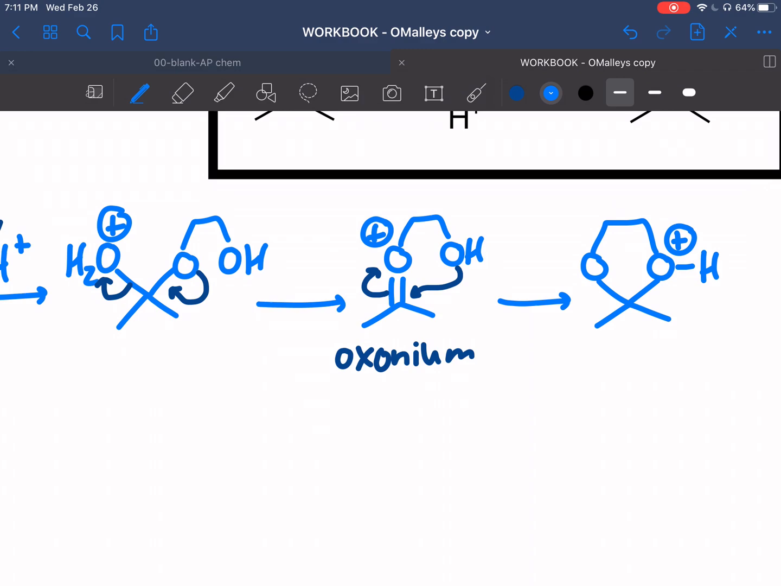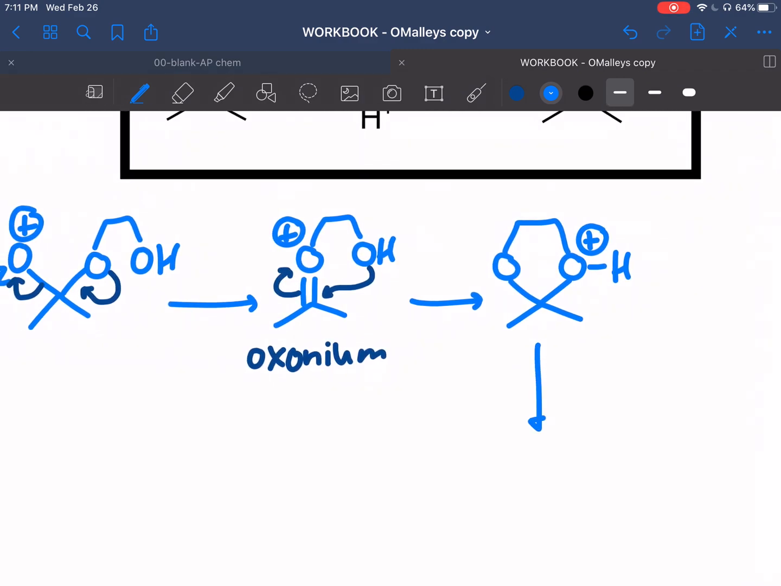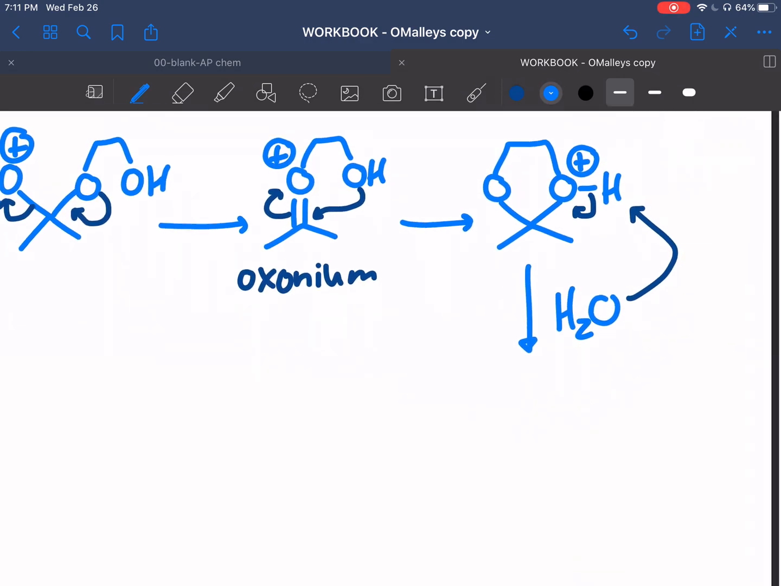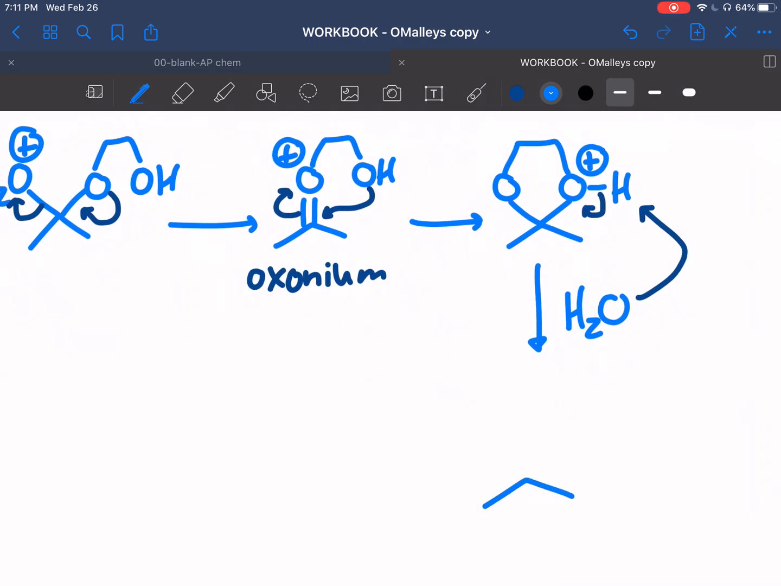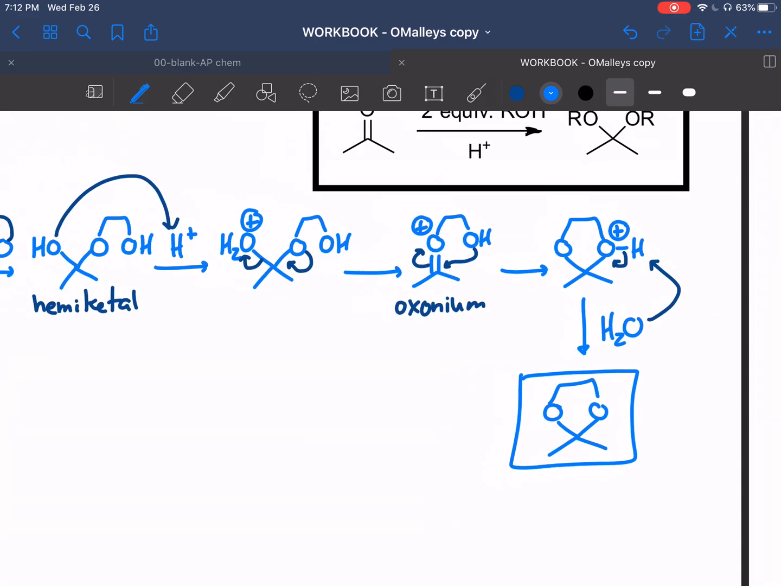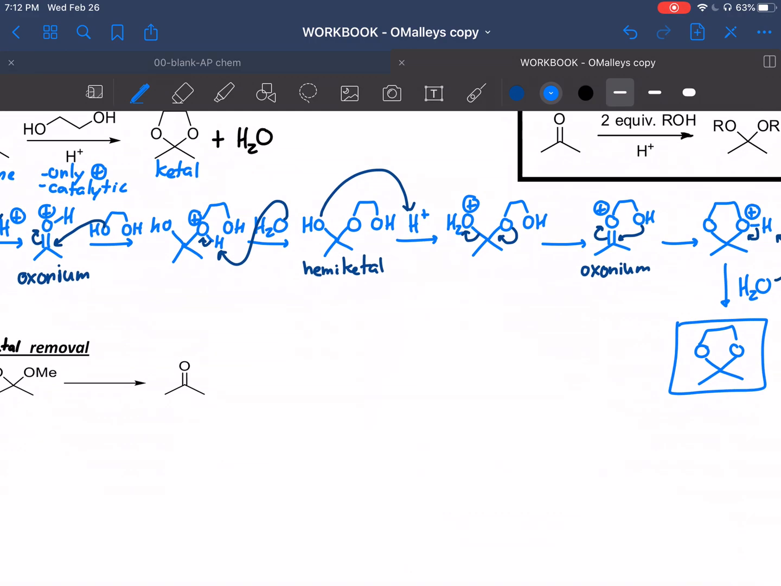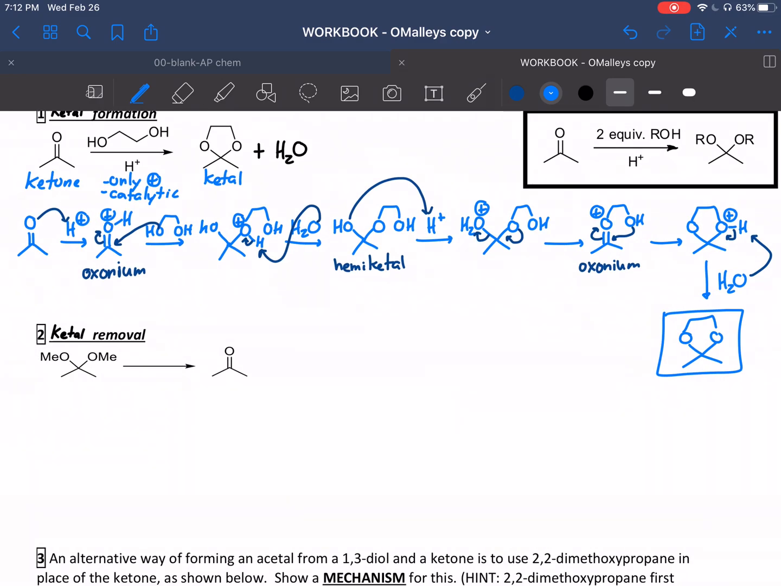We still have one too many H's, so the first step in the mechanism was to put an H on. Our last step is going to be to take it off. And anything could do it, but I'm going to use the water that we just created to take that last H off, and that's how you get your ketal. So that's mechanistically how we take a ketone and turn it into a ketal.